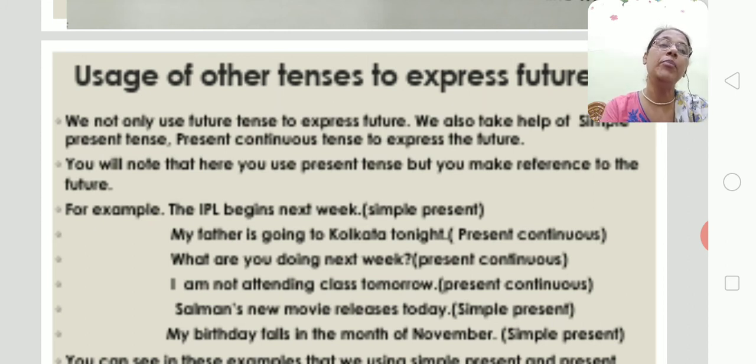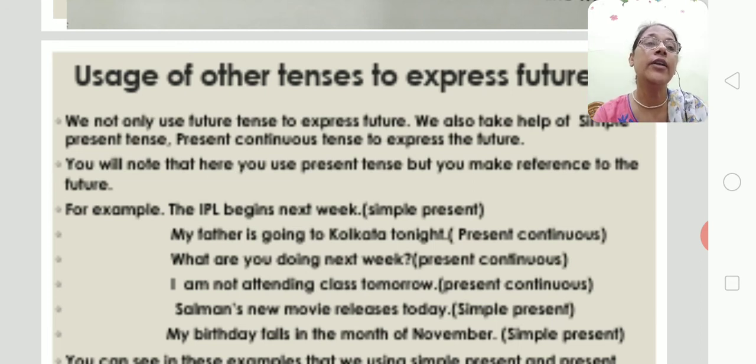Now see the example. The IPL begins next week. So when is it going to begin? It's going to begin next week. But which verb have I used? I have used present tense. Begins is present tense, but I am making reference to the future. So don't think that present tense is used to show only the action that is going on in the present time. We can also use it to express future.